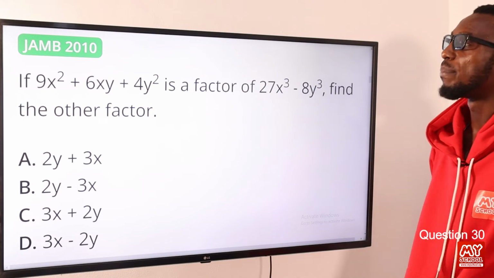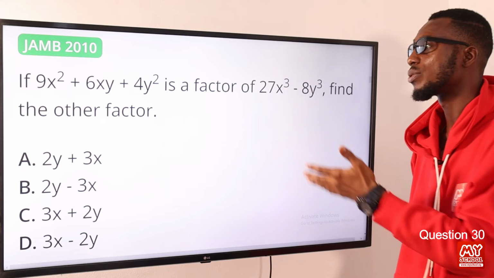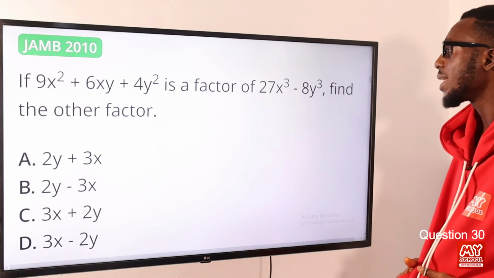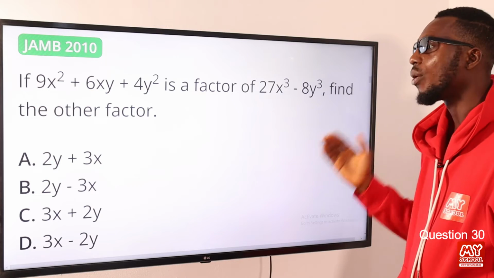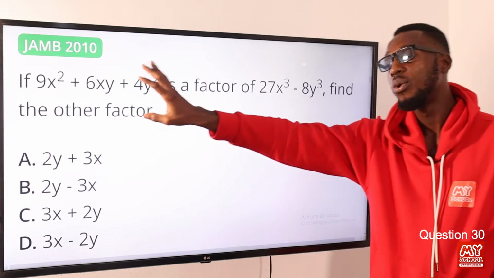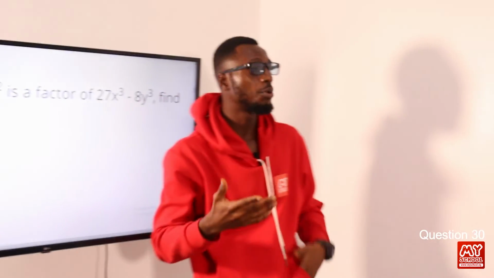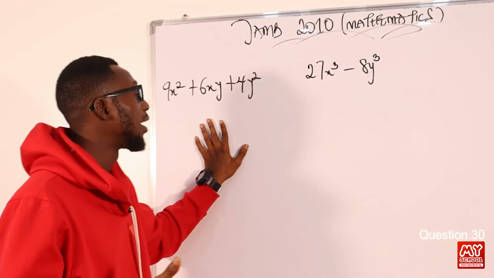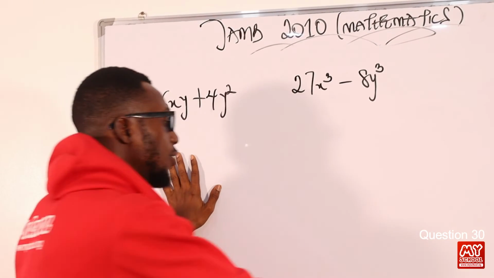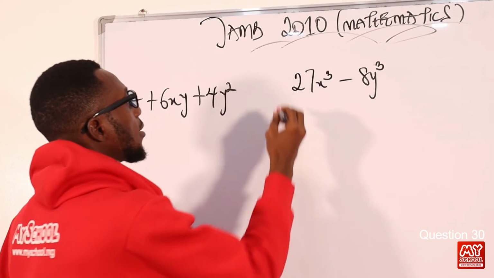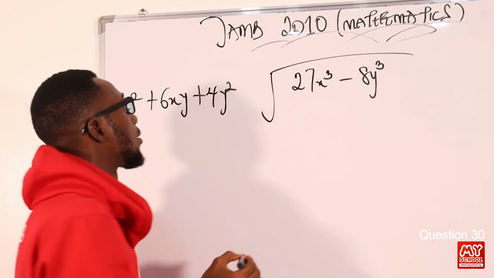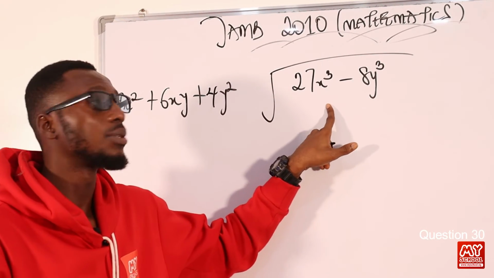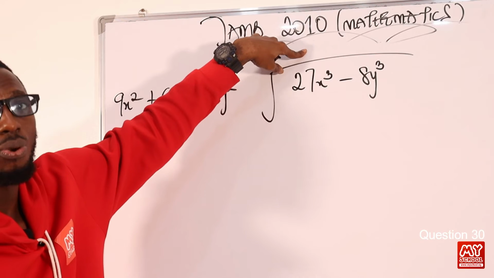Question 30. If 9x squared plus 6xy plus 4y squared is a factor of 27x cubed minus 8y cubed, find the other factor. So we have a factor here and we are asked to find the other factor. I decided to use the polynomial division method. Very easy. This is my divisor, that is one of the factors, and this is my dividend. What I'm going to get here will be my quotient, or the other factor.